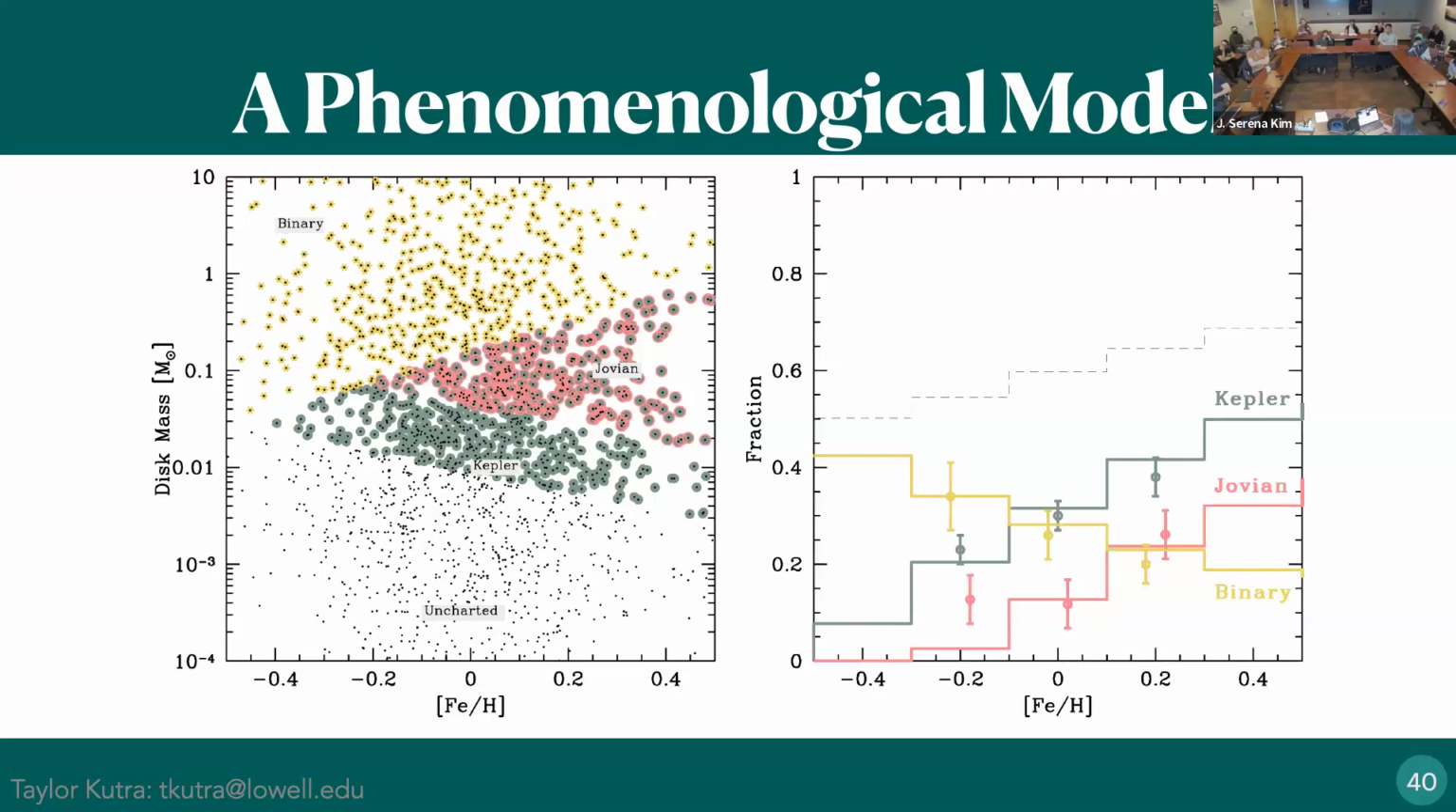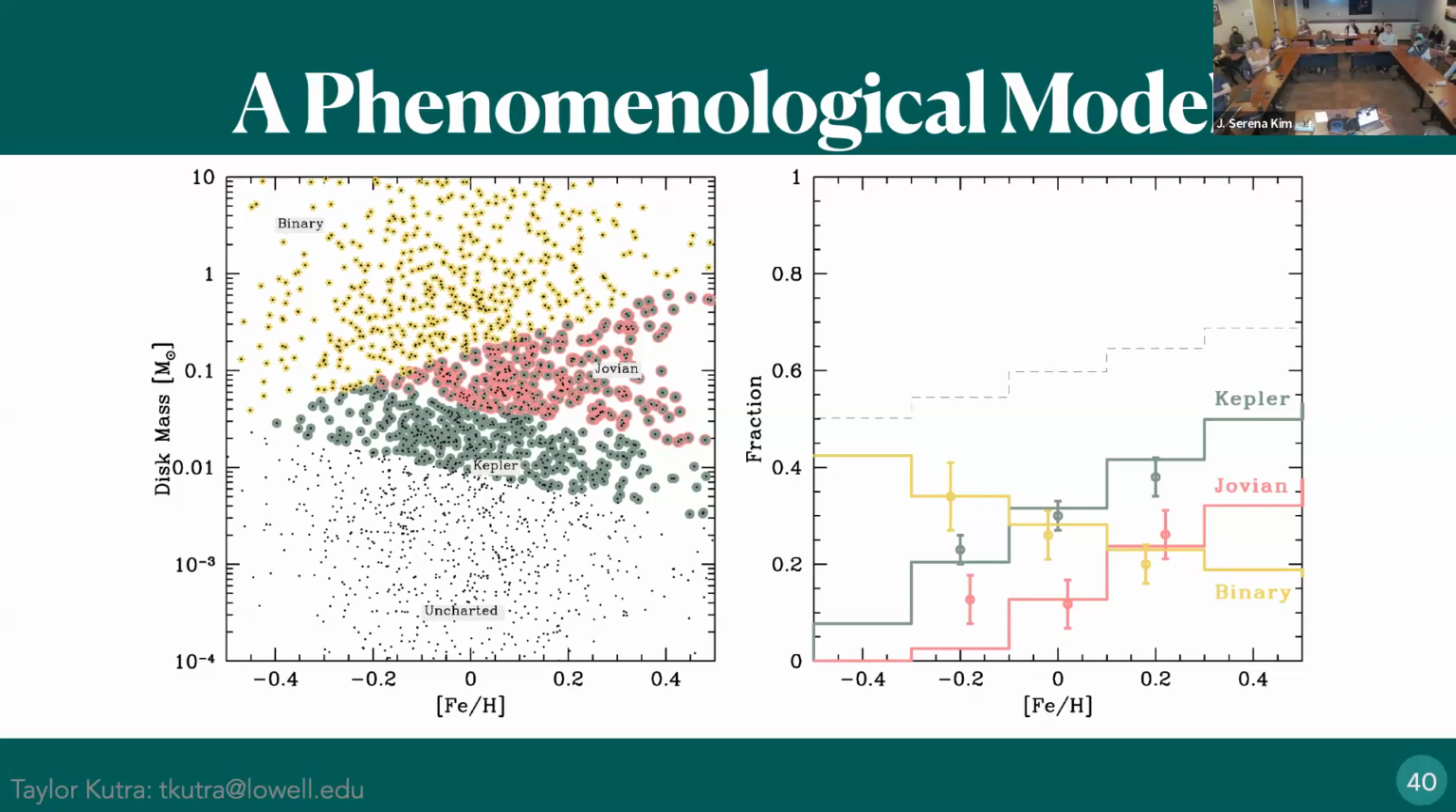And then we just see if we can reproduce that metallicity dependence. So here on the right, you're seeing the data points for the binaries, the Jovians, and the Kepler planets, as well as the occurrence rates based off of just this very simple phenomenological model. And there's reasonable agreement. We've normalized them so that the overall populations have the same occurrence rates, but it's the trend that we were surprised that you could reproduce really easily.